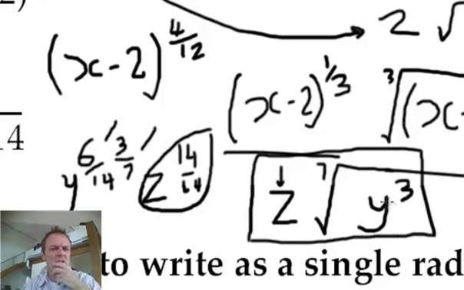So, you know, just have a look at those. Remember, you're just changing it to rational exponents and then reducing it and maybe changing it back to radical if it asks.